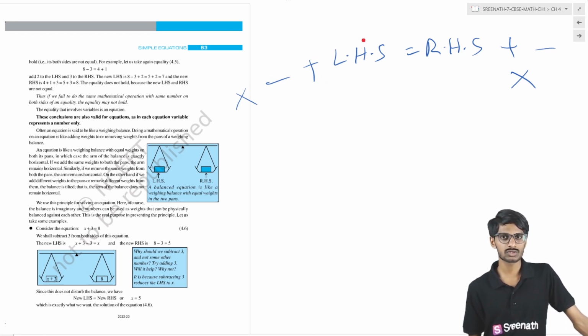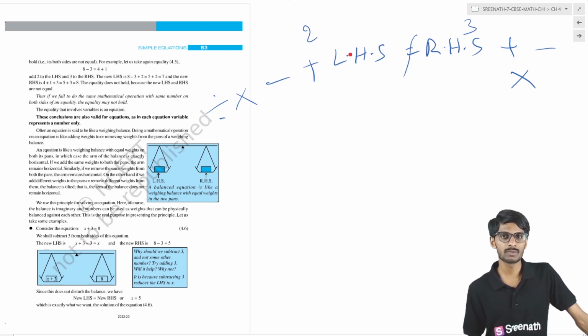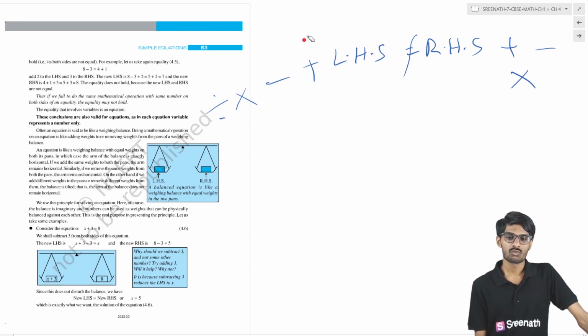We have to multiply both numbers at the same time. If you divide both sides by the same number, the equation does not change. But if you add 2 on one side and add 3 on the other, then equality does not hold, and the equation will fail. So we do not do it like that.